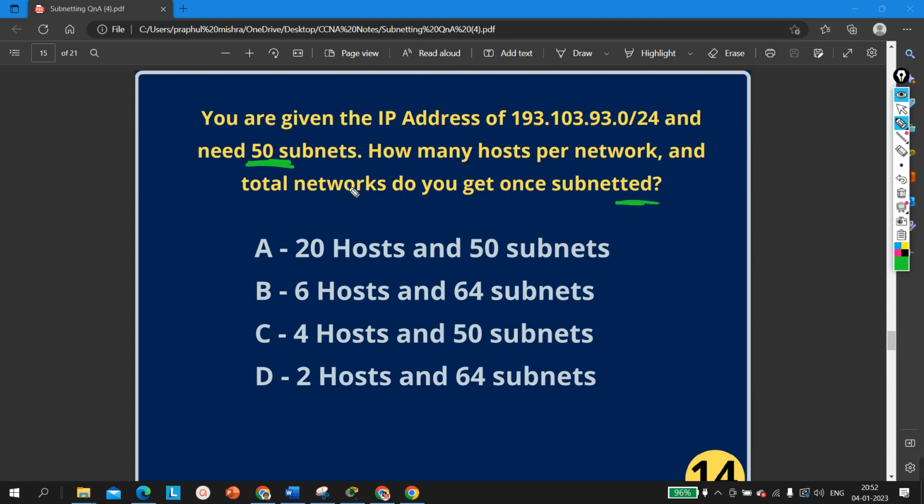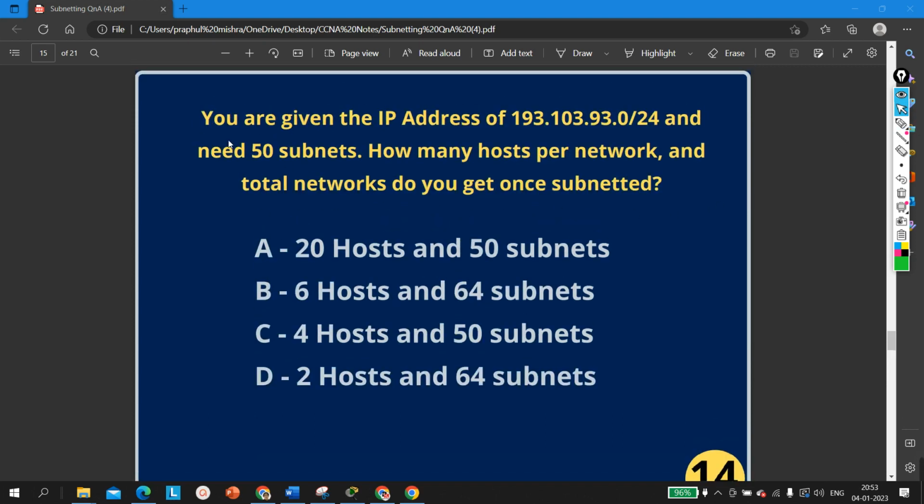So after subnetting this network so that we get 50 networks, our requirement should be fulfilled. Then after subnetting, tell me how many valid IP addresses there will be per network and how many total subnetworks you will get. This is a very good question of subnetting. Guys, try to solve by yourself first. What should be the answer?